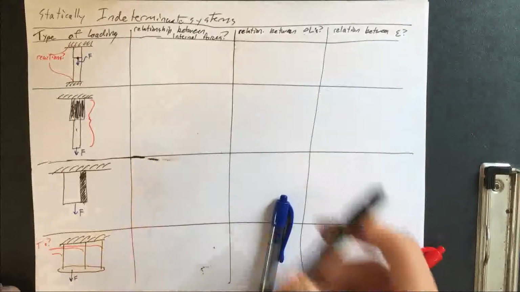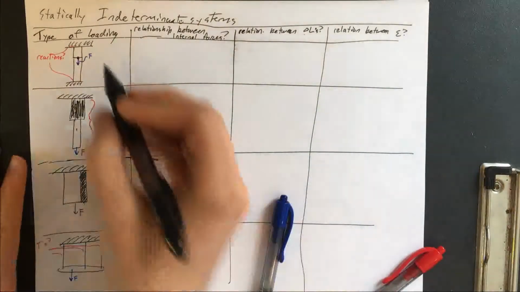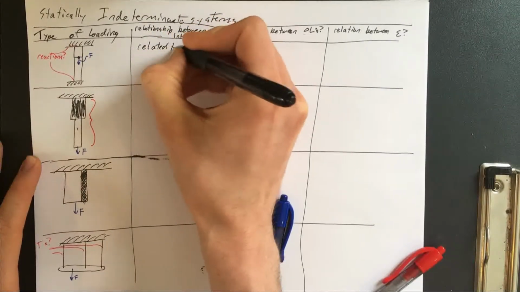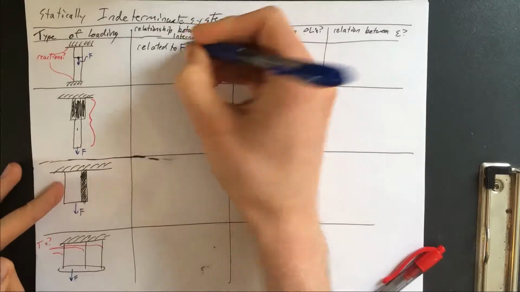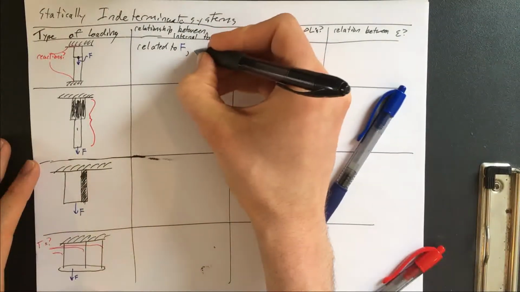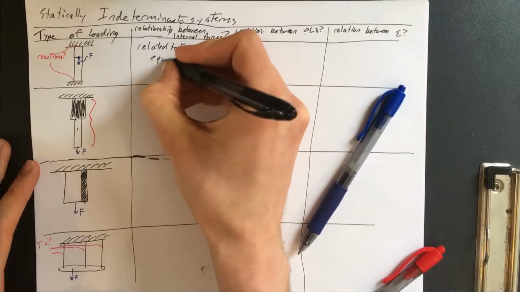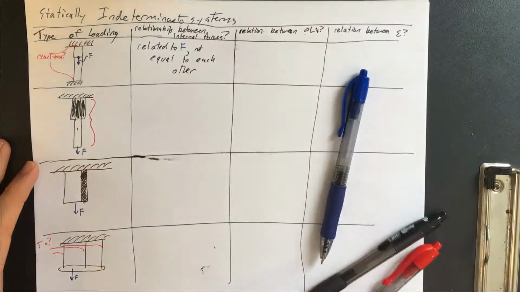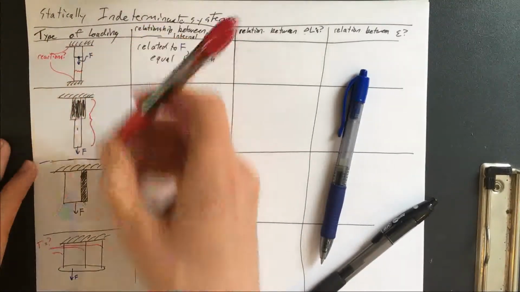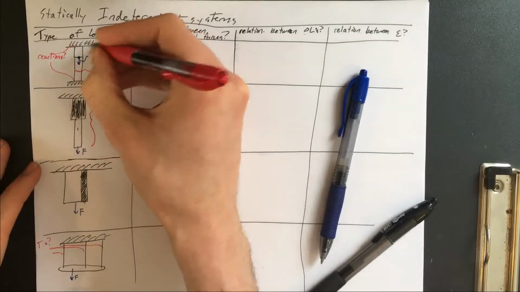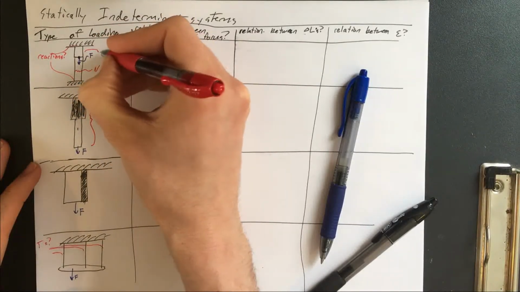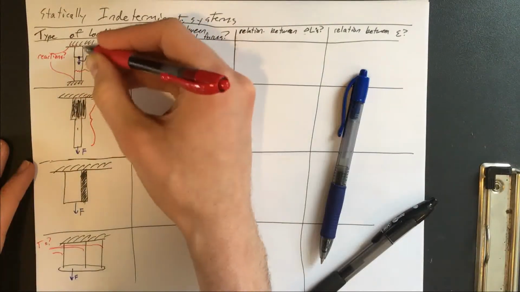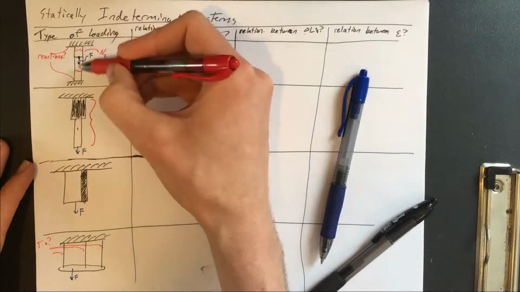So what is the relationship between internal forces? Well, for this first loading configuration, the forces are related to F. They're related to our applied force, but not necessarily to each other, right? We might have some internal normal force in this section, and some different internal normal force in this section, but they might be different from one another.